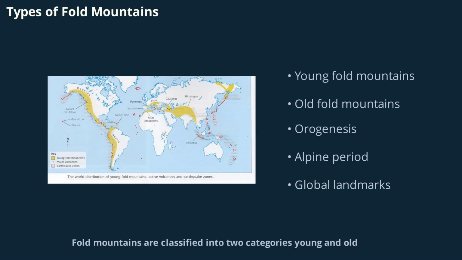Fold mountains are classified in two categories: young and old. Mountain building periods known as orogenesis have occurred over the last 400 million years. Old fold mountains formed during earlier periods, while young fold mountains such as the Andes, Rockies, Alps, Himalayas, Atlas, and Australian Alps were created during the Alpine orogeny. These mountains are prominent features of Earth's landscape and provide valuable insights into geological history.